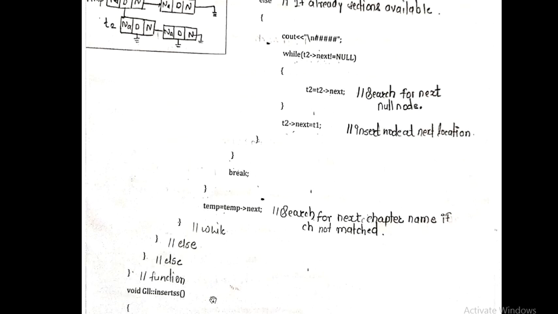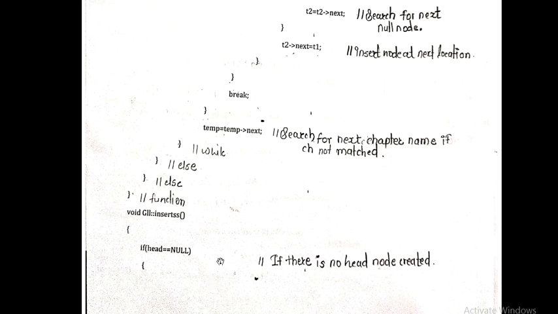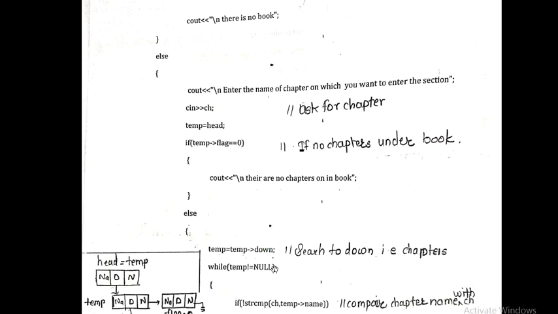Same way we have to do for the subsection, right? So initially we'll check whether the head node is null or not. If it is null, meaning no head is created, no book is created, so no need to insert the subsection. Else, meaning the head node is available, then we have to ask the user under which chapter you want to create the subsection. Once you get the choice of the chapter, then you have to set your head node as a temp node, then you have to check whether the chapter is available for that book name.